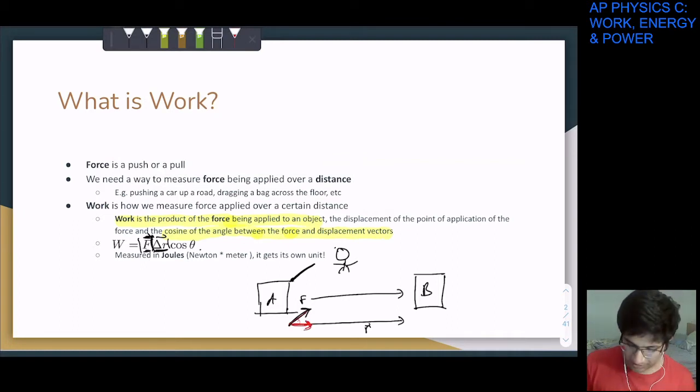get the component of the force along the displacement vector. So, if the vector that you're pulling is vertical, the work's going to be 0, because cosine of 90 is 0, and also you're not going to be pulling the box anywhere because you're just pulling it up vertically. And if it's perfectly in line, then you have full efficiency basically, because you're pulling directly along the displacement vector. And work is measured in joules, which is Newton times meter. Makes sense because Newton is from force, meter is from R, cosine is unitless. And it gets its own unit, the joule.